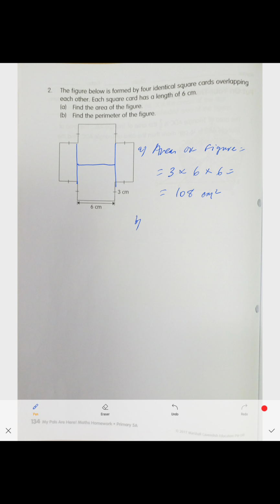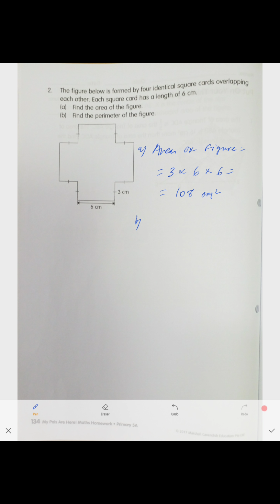Now our B. They tell us to find the perimeter of the figure. Well, if you need to find the perimeter, you're looking at 4 halves of the square. I'm going to erase this. This is going to be one half of the square, and this part and this part make a perimeter of a square.